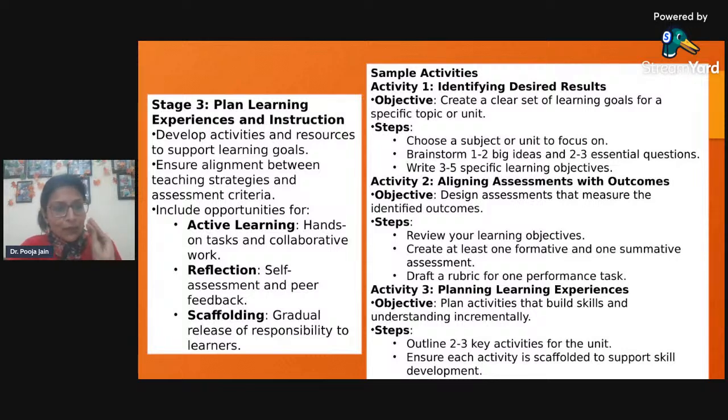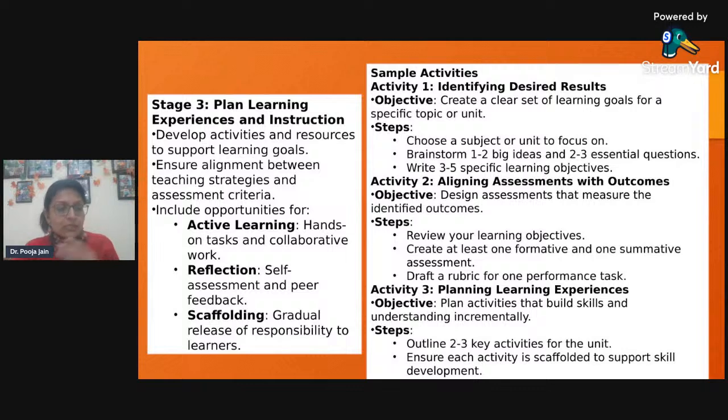So, when we're talking about planning the learning experience, that is the instruction, the strategies, the resources, we talk about developing activities and resources to support learning goals. We talk about alignment between the strategies, the goals, and the assessment. And then we talk about active teaching learning strategies, collaborative tasks, hands-on learning tasks, reflection in the form of self-assessment and peer feedback, and scaffolding for the very weak ones and the slow learners.